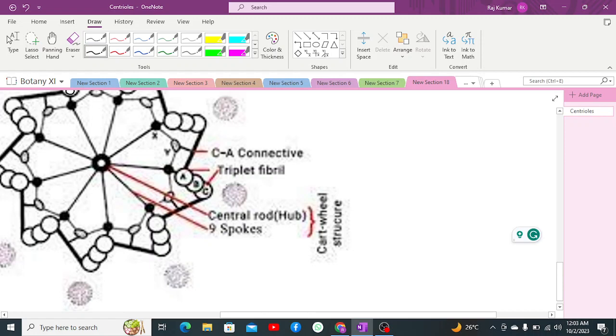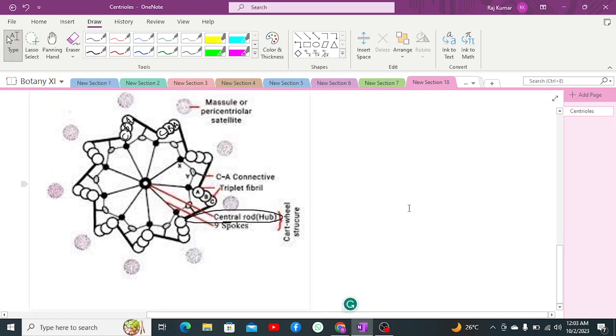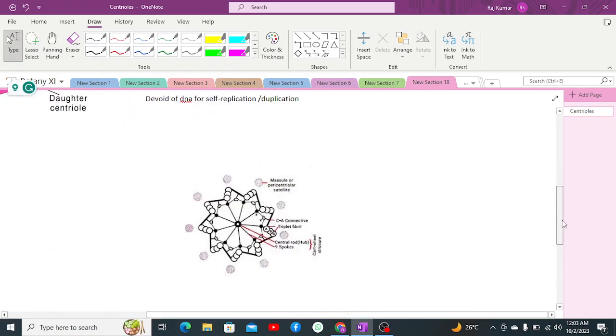Apart from which, these are triplet fibrils. We can also call them microfibrils, because microtubules are made up of fibrous protein. There is no doubt in it. The central rod, or central hub, is a protein to which the 9 microtubule triplets at the periphery are attached.